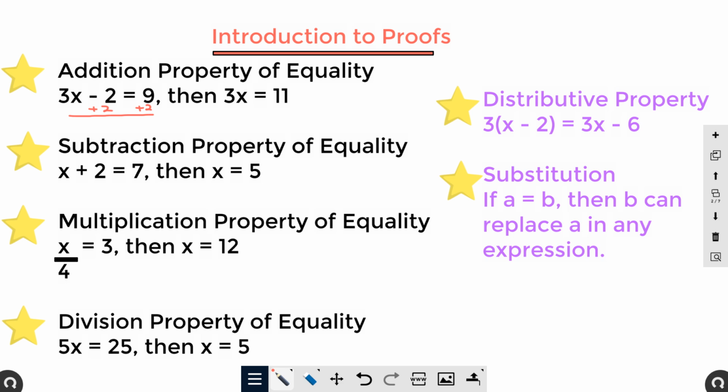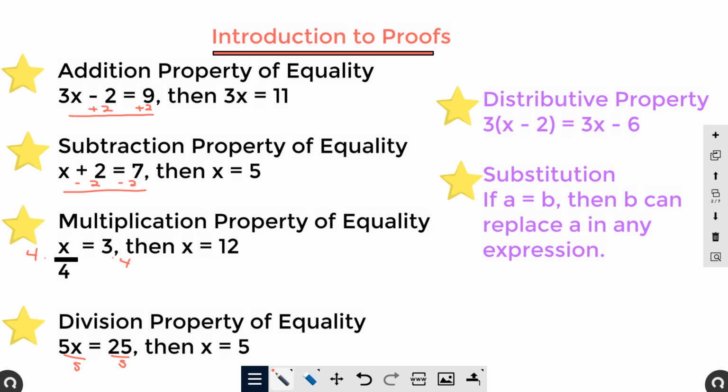Addition, we added. So what do we do for the subtraction property of equality? We minus 2 on both sides. What do we do for the multiplication property of equality? We're going to times by 4 on each side. That's exactly right. This is saying x divided by 4. So to get rid of the divide, we multiply. And the last one, what would you do to solve this equation? Divide by 5. If I divide both sides by 5, that is my division property of equality. So you use these words property of equality when you do the same thing to both sides.